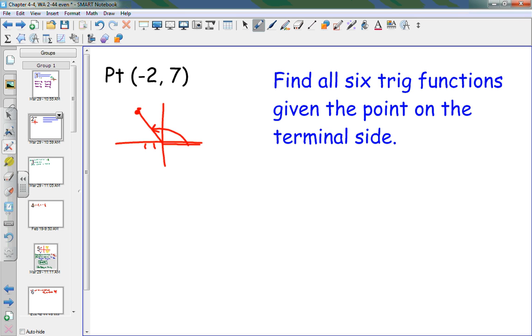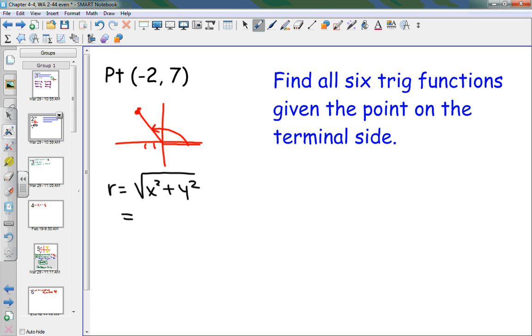Now I want you to find the sine, cosine, tangent, and all the other 3 trig functions. So how do I go about doing that? What's the first thing I have to find? Well, I do not have sine and cosine. All I have is tangent, technically. I have to find my radius, because do I know that the radius of this circle is 1? I do not know that, so I have to find my radius. So how am I going to do that? Plug it into r equals the square root of x squared plus y squared.